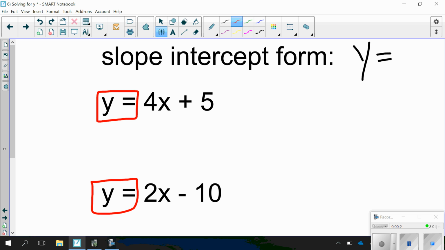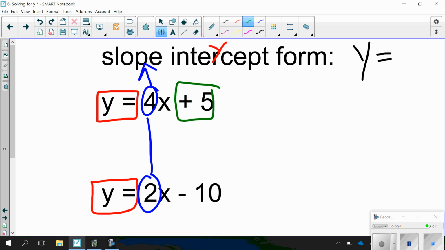The reason it's called slope-intercept form is because we can easily identify our slope and our y-intercept just by looking at the equation. Our slope is going to be the number that is connected to the x. So in these two equations, 2 and 4 are our slope. The number that stands alone, not connected to the variable, is our y-intercept. So in this case, negative 10 and 5 are our y-intercepts.